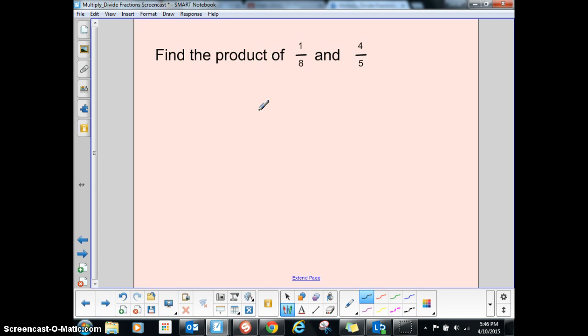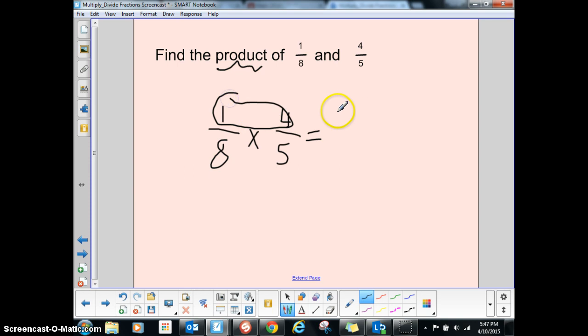Find the product of 1/8 and 4/5. So when I multiply fractions, I simply have to multiply the numerators and then multiply the denominators and then simplify if possible. And I know that the product is my hint that I'm going to multiply. It's the answer to a multiplication problem. So I multiply the top numbers. 1 times 4 is 4. I multiply the bottom numbers, the denominators, 8 times 5, and that equals 40.